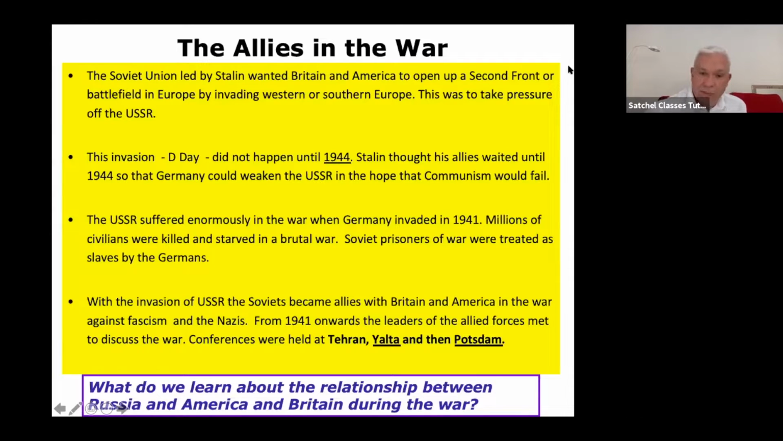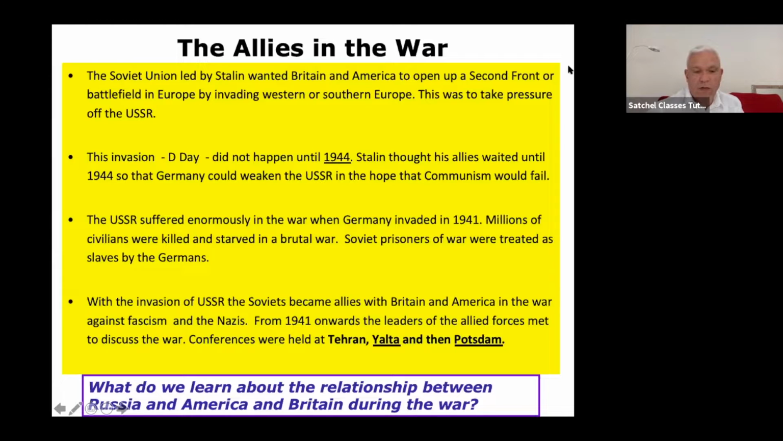And that didn't happen until 1944. So the war had been going on for quite a few years before America and Britain joined together in Europe to try to attack Germany. The USSR, as I said, suffered enormously when Germany invaded in 1941. Millions of civilians were killed in a brutal war as well.